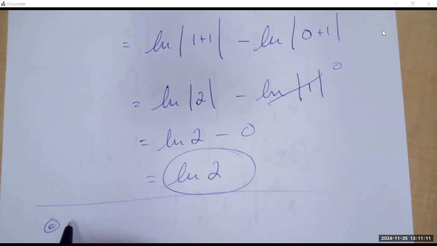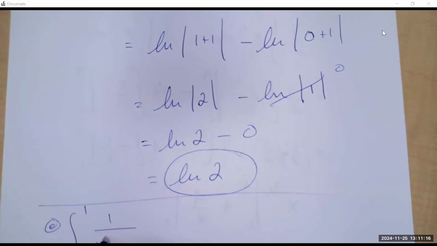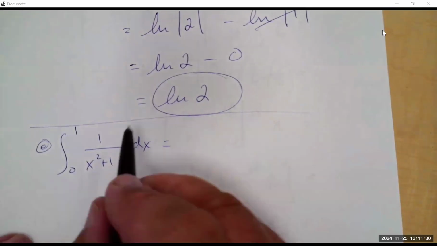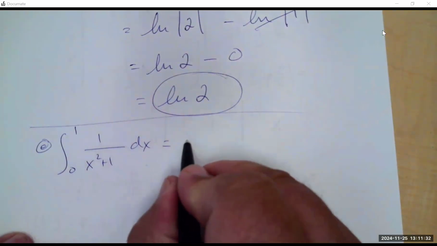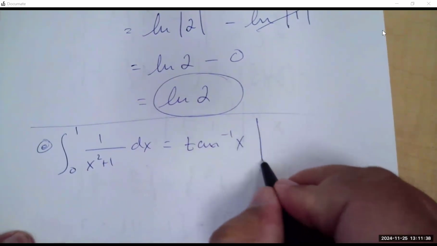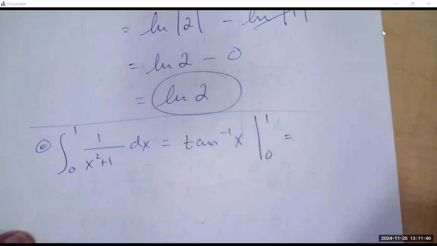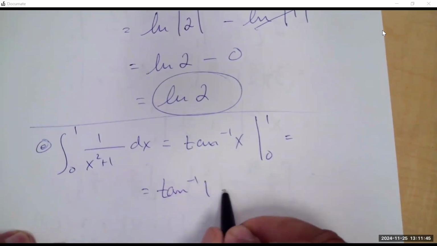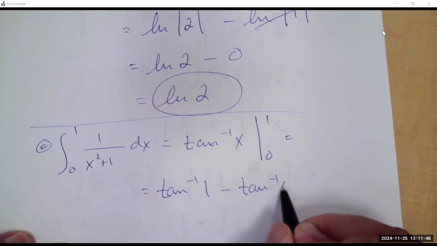And the last one. 1 over x squared plus 1 dx. We've done this a couple of dozen times also. The integral of 1 over x squared plus 1 is the inverse tangent of x from 0 to 1. So that gives us the inverse tangent of 1 minus the inverse tangent of 0.